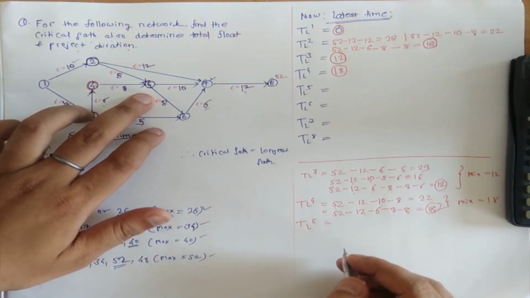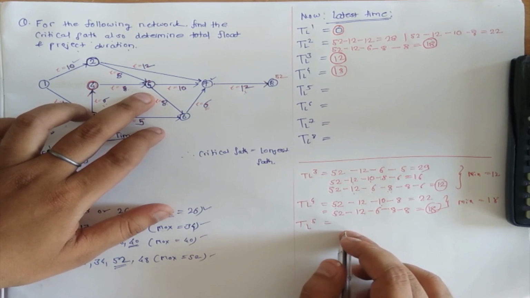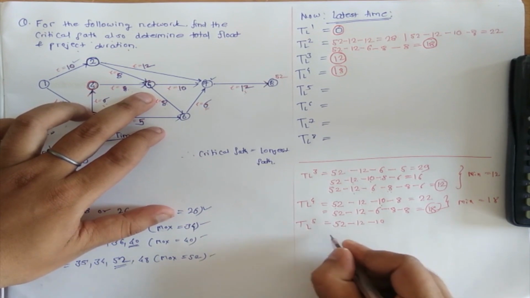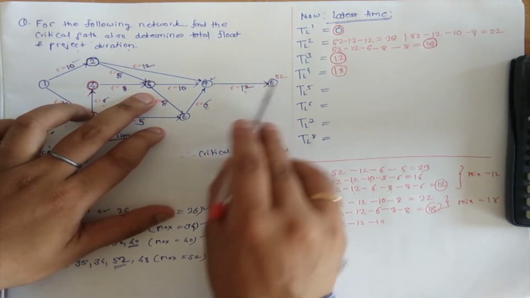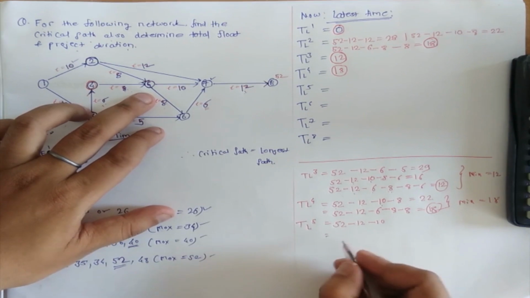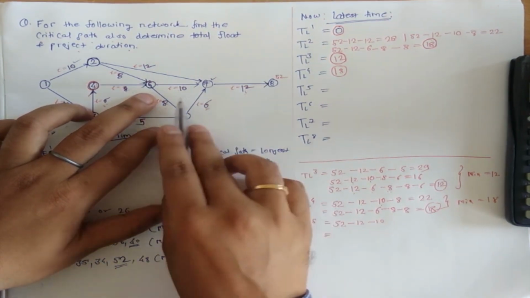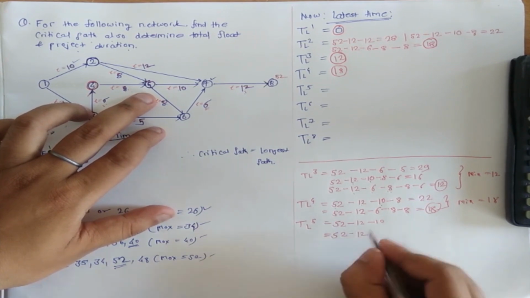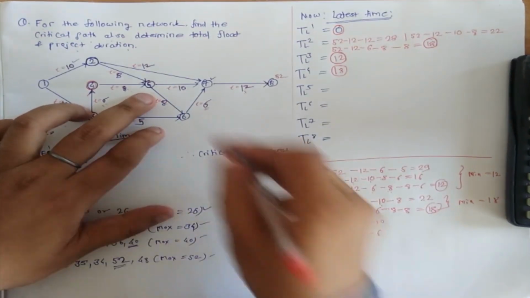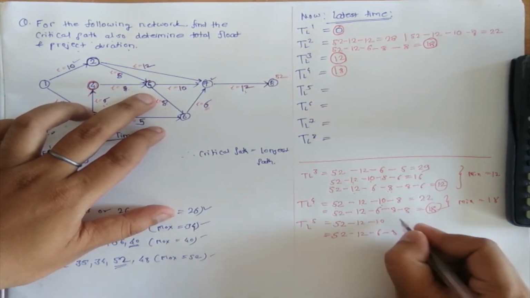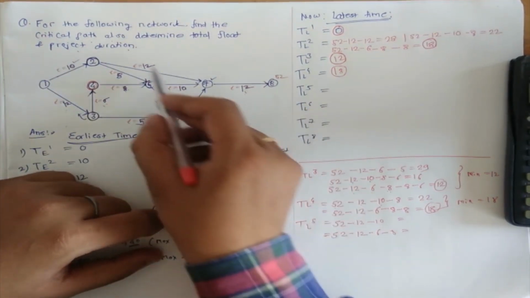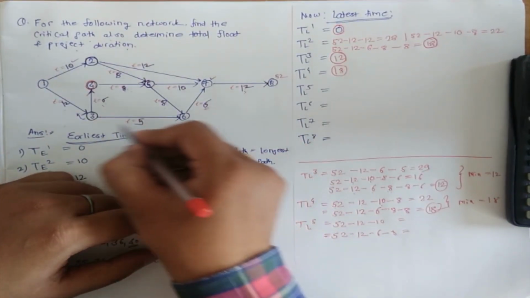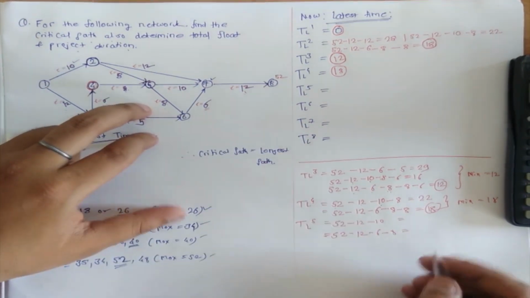So similarly for TL5, for this now, just keep your hand here. 5. So which path to follow for 5? 52 minus 12 minus 10, that is the first. And second will be 52 minus 12 minus 6 minus 8. I think there is no other path now. If you come by this way, you will get this arrow, which is not possible, so that is the only way.